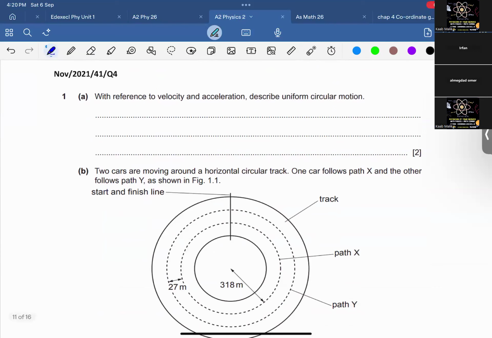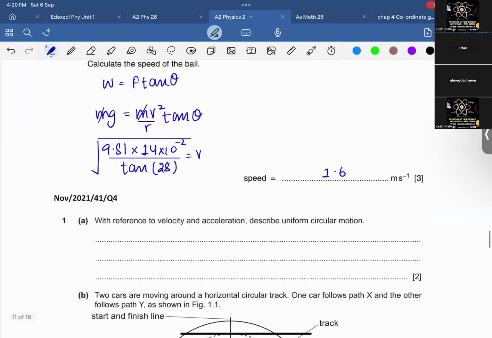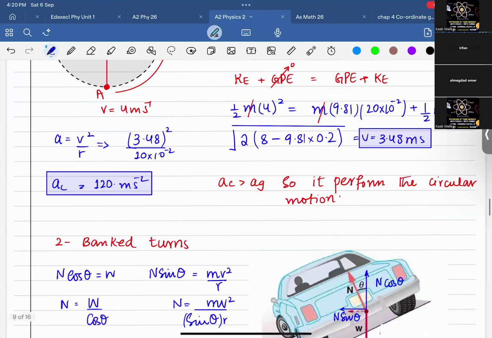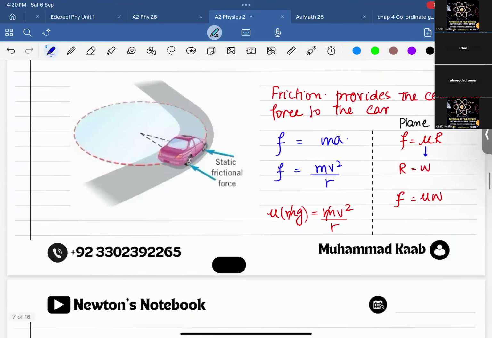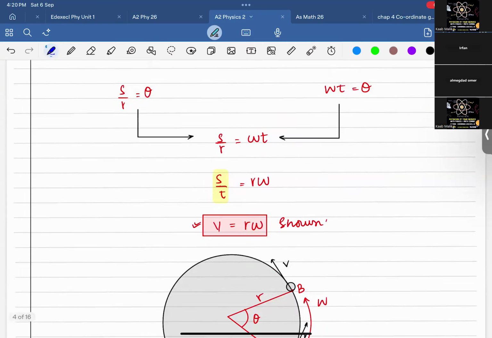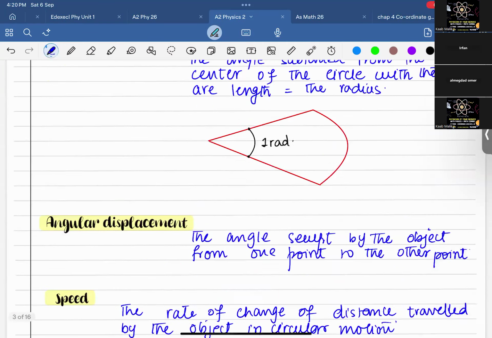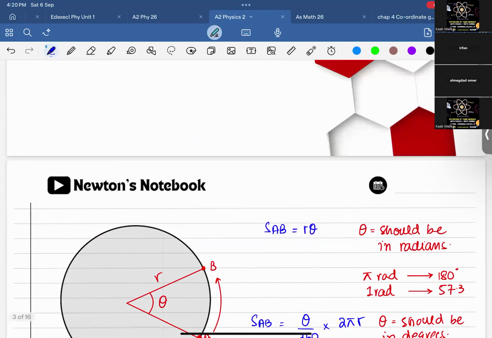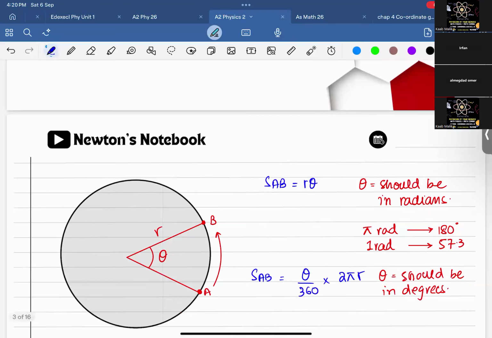Can you please read the question with that? With reference to velocity and acceleration, describe uniform circular motion. Okay, so in uniform circular motion, I think we didn't include the definition of uniform circular motion. I should have, but just write it right here.